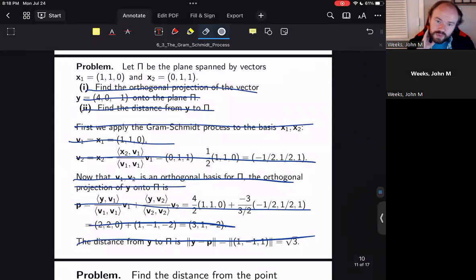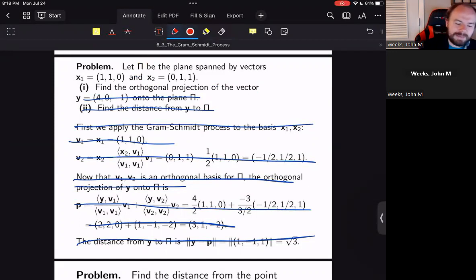Let's see how this can be useful for some problems. Let's see if we can generate some Gram-Schmidt orthonormal bases based off of the processes and algorithms that we've been looking at already. Let capital Pi be the plane spanned by x1 being (1, 1, 0) and x2 being (0, 0, 1). And let's start by trying to find the orthogonal projection of the vector (4, 0, -1) onto the plane Pi. Then we'll go through and try to find the distance.